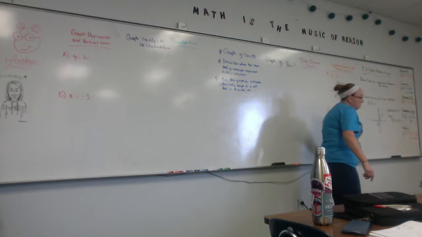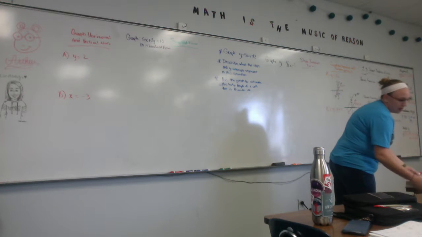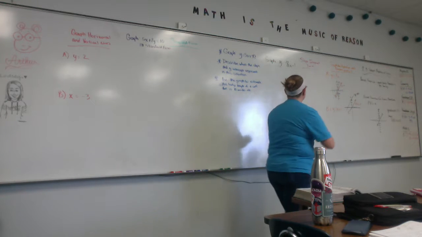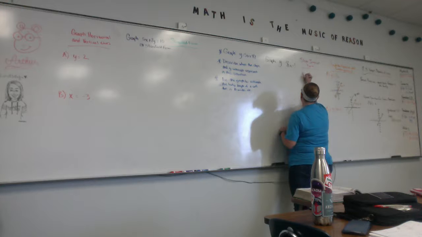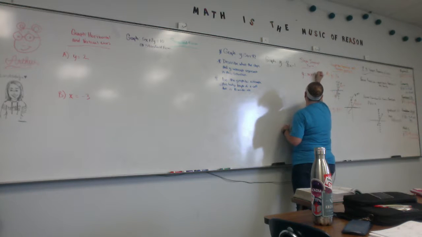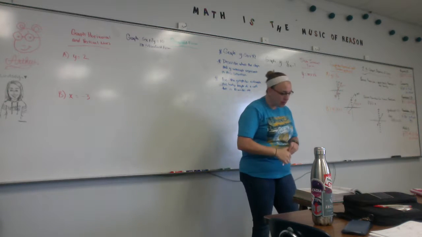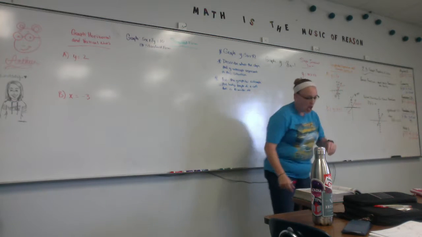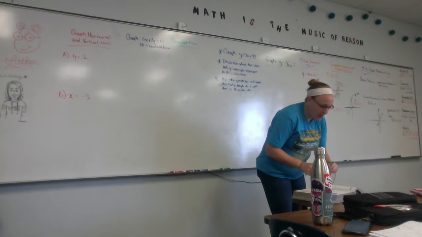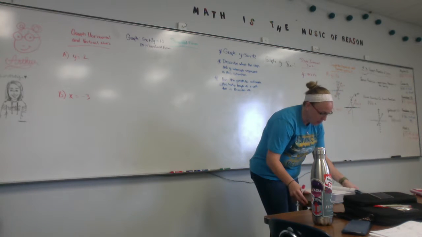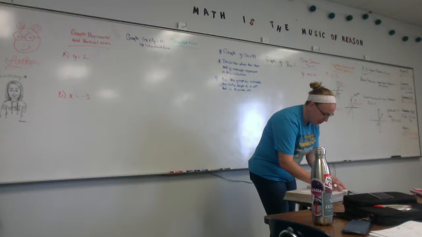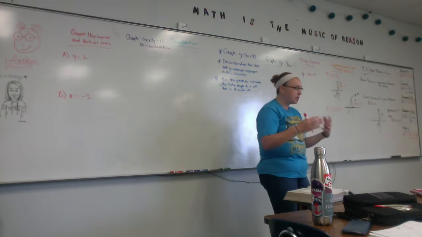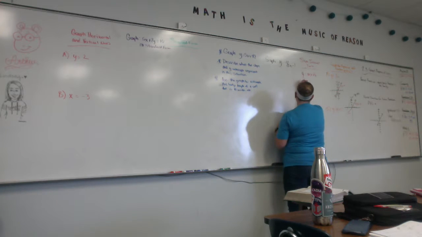Slope-intercept form. What is the equation for slope-intercept form? Yes, y equals mx plus b. And when we go to graph y equals mx plus b, which is what form this one was just in, okay? When we go to graph that, we have a set of steps that we need to follow, okay? The first one is to write the equation in slope-intercept form by solving for y, if it's not already there.